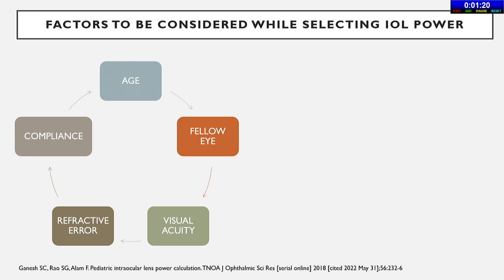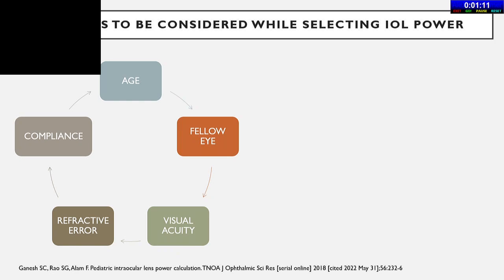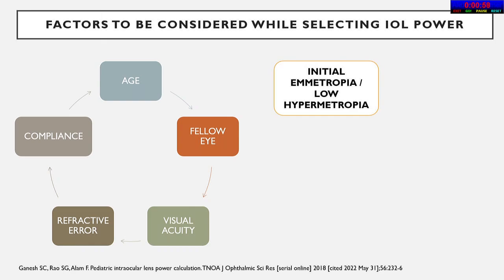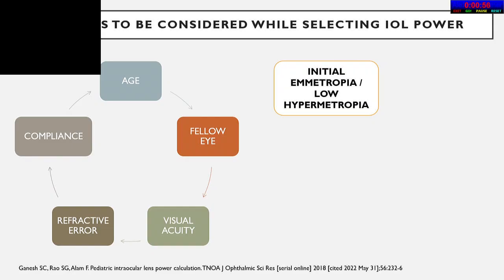There are two schools of thought which determine what the target refraction would be immediately post-surgery. One school says that an initial emmetropia or a slight undercorrection is advisable. The advantage here is that there wouldn't be any amblyopia. The disadvantage is as the child grows and there is a myopic shift, it can result in significant amounts of myopia. However, it can be corrected later on with refractive surgery when the refraction stabilizes.